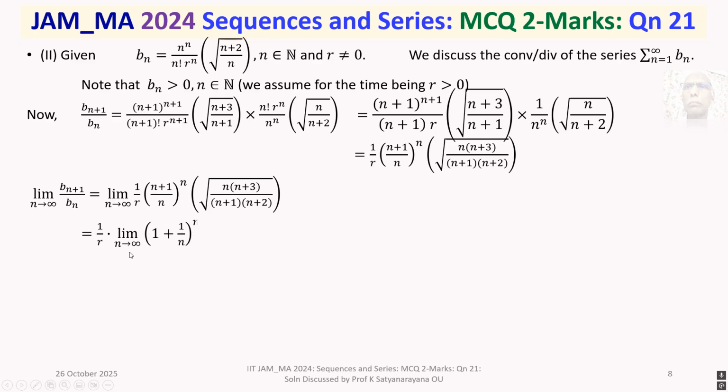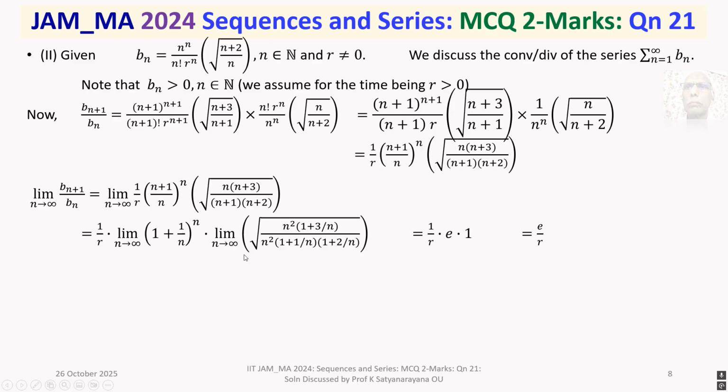1 by r into limit n tends to infinity of this, take a n common in the numerator, cancel with the denominator, and you will get 1 plus 1 by n to the power of n. And it is a famous limit. The limit as n tends to infinity will be exponential.